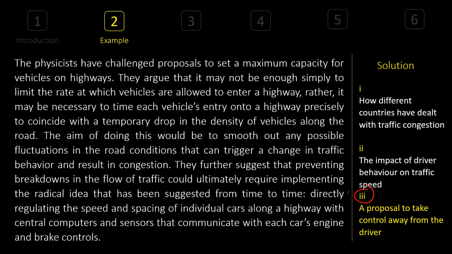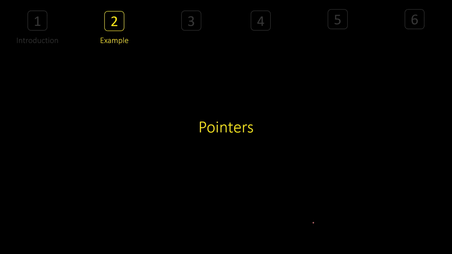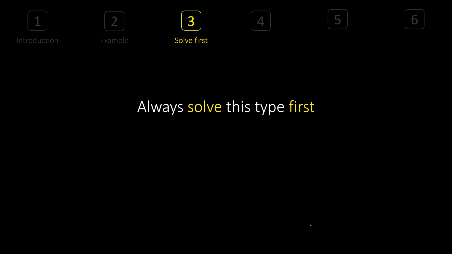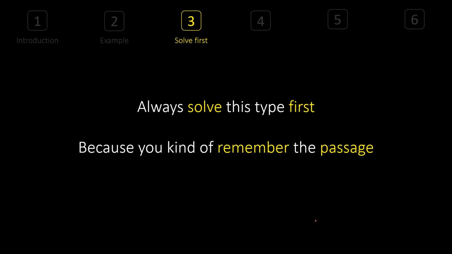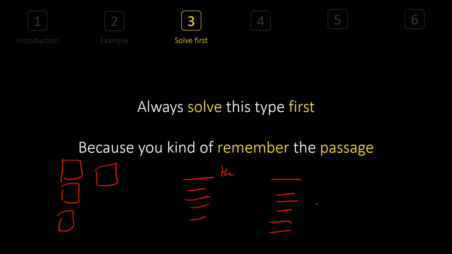It's obvious, right? So the pointers or the tips are, number 1, always solve this type first. This kind of question you should always solve first. You must be thinking why. Remember, when we have huge passages, even in general training or academic, you have other questions attached to it. So let's say this is paragraph 1, 2, 3, 4, and we have questions 1, 2, 3, 4, 5 based on headings. And then we have questions 1, 2, 3, 4, 5 or 6 for blanks. And then we have some more.